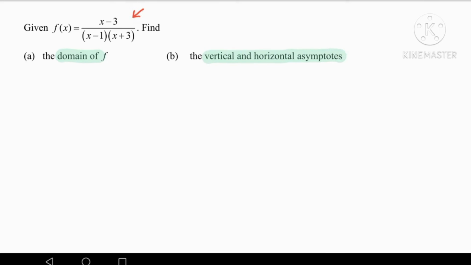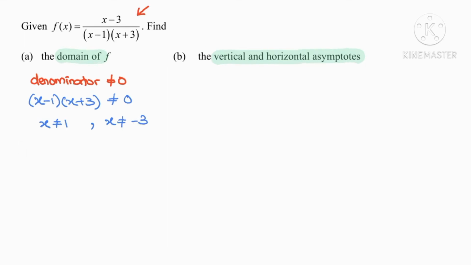This function is a rational function, so the denominator is not equal to 0. So we have here (x minus 1)(x plus 3) is not equal to 0. So x is not equal to 1 and x is not equal to negative 3. So this means the domain is all the values except x equals 1 and x equals negative 3.